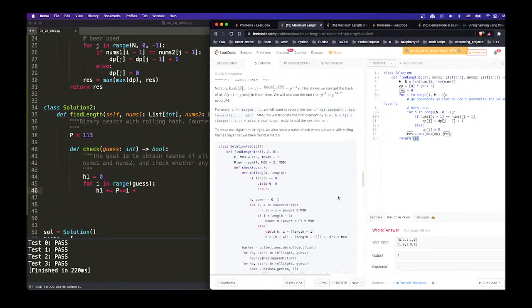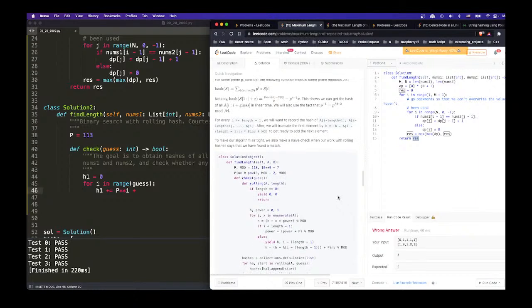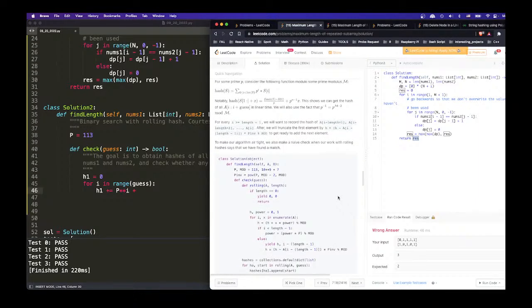I don't understand. Why do you do this? Oh, this is just minus this value. Oh, this is just minus the value. Okay, now it makes sense.